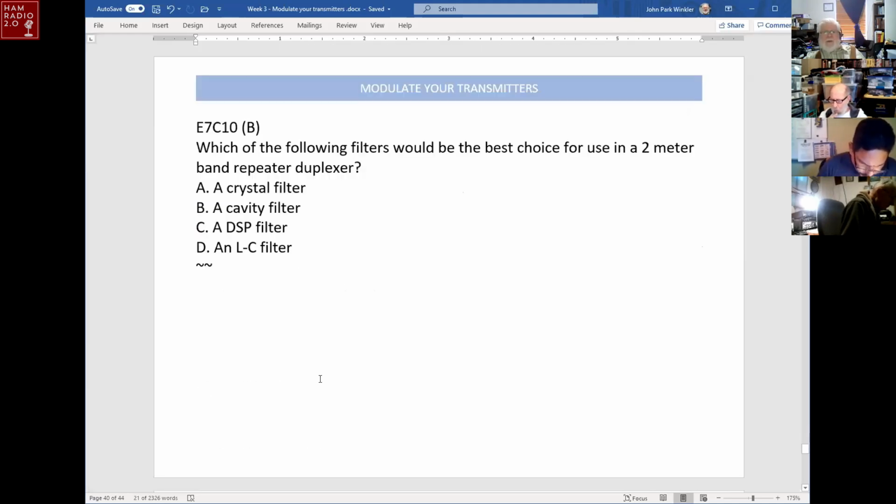Which of the following filters would be a good choice to use in a 2-meter band repeater duplexer? It's not a crystal filter. It's not a digital signal processing filter. It's not an LC filter, technically. It's a cavity filter. A cavity filter is a cavity that is resonant at one of the frequencies in the repeater. And basically, cavity filters are put together so that the transmitter frequency is attenuated at the input of the receiver on the repeater.